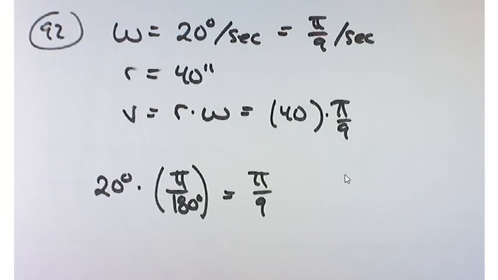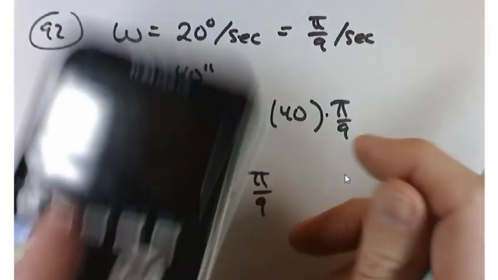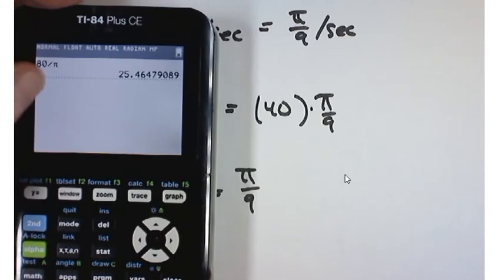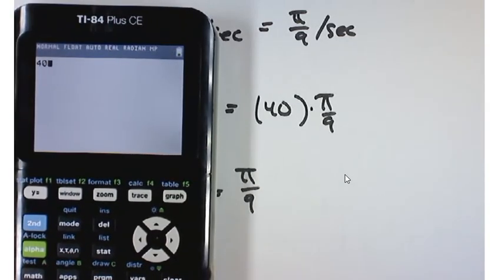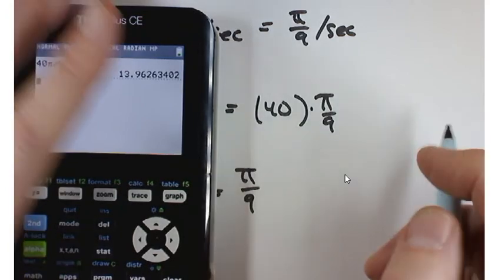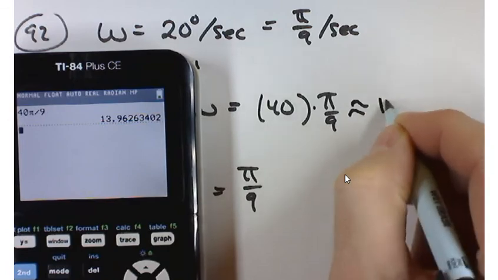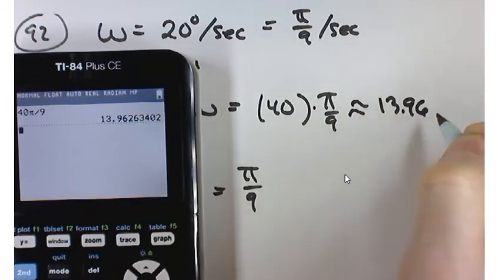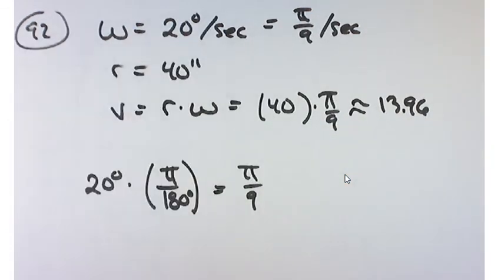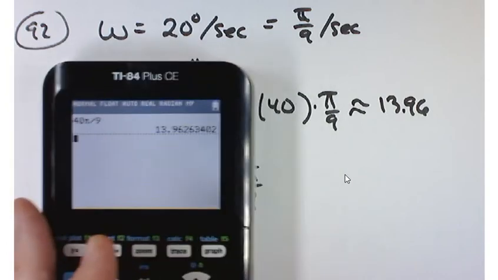Got to do a little bit of arithmetic here. 40 pi divided by 9. 40 pi divided by 9 gives me about 13.96. 13.96, we'll call it.